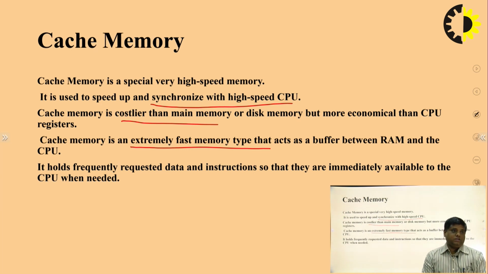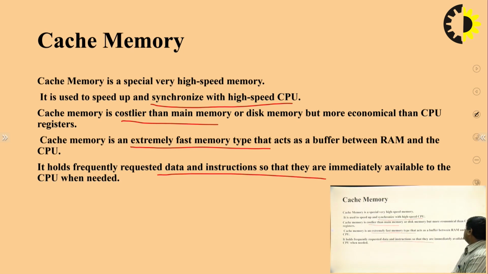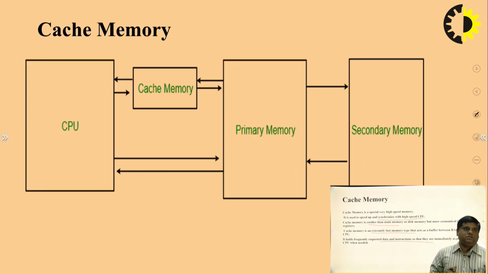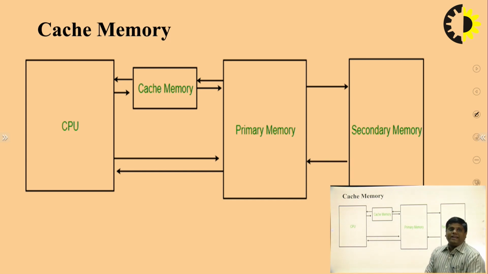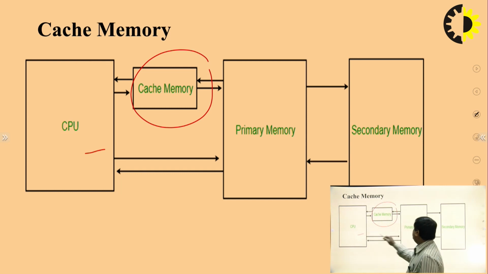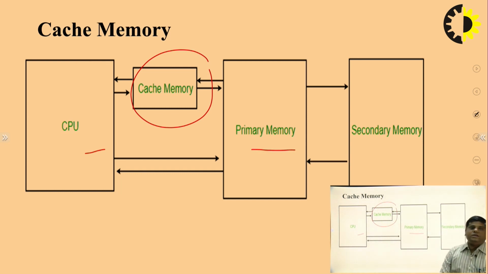It holds the frequently requested data and instructions so that they are immediately available to the CPU when needed. This is the main feature of cache memory. Cache memory is very small, extremely costly and extremely fast. Now this is the block diagram of the cache memory. Cache memory is designed between the CPU and primary memory. This is the main configuration of the cache memory.